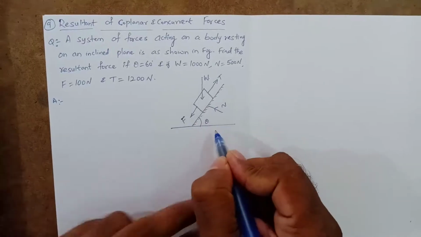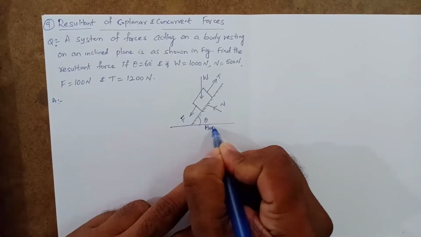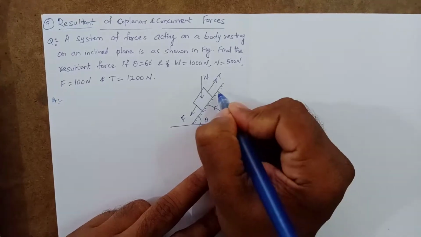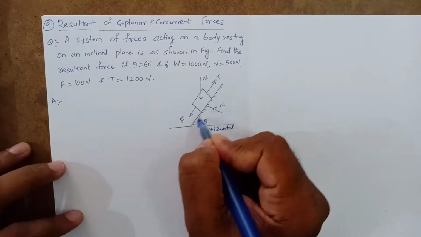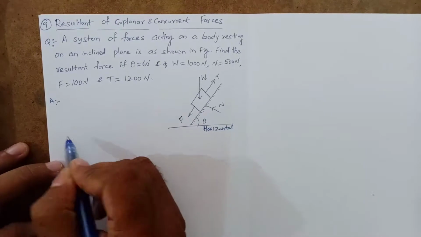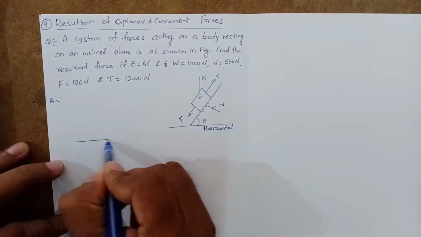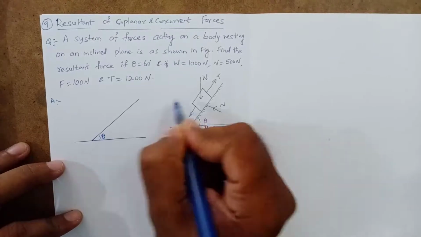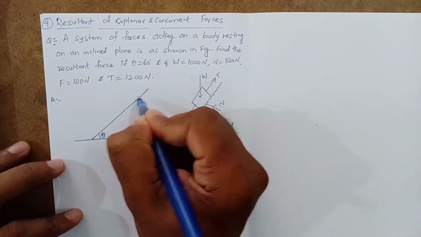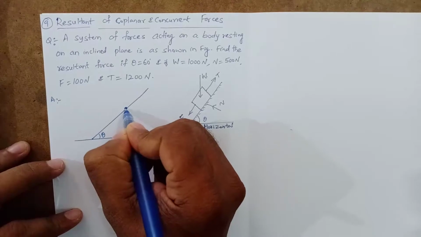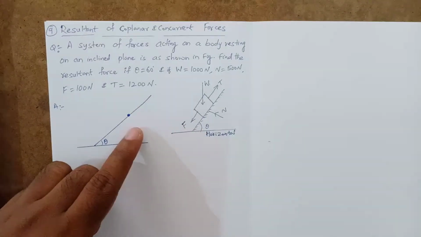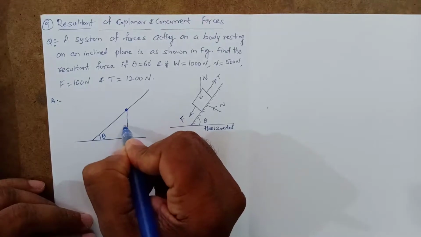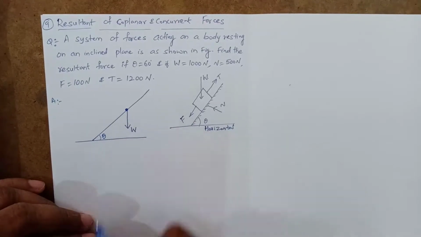This is the horizontal and this is the inclined plane. This one is the inclined plane. And this angle is theta. Now I assume this as a point object. Let us say the body is nothing but a point object like this here. So W is acting vertically downward, so I can draw this one.